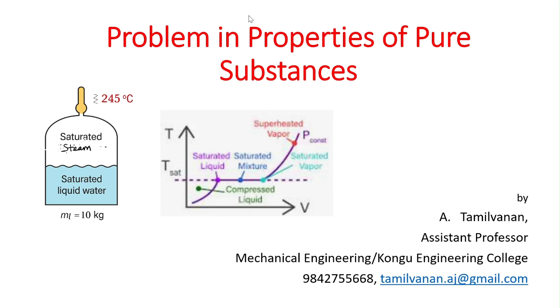I am going to touch a problem in properties of pure substance. You already know what a pure substance is. It is a combination of two phases of a substance which are the same in chemical composition. Here in the pure substance, we have two combinations: one is saturated steam, another one is saturated liquid water. A mixture of two phases forms a pure substance. We are going to find the properties of the mixture.